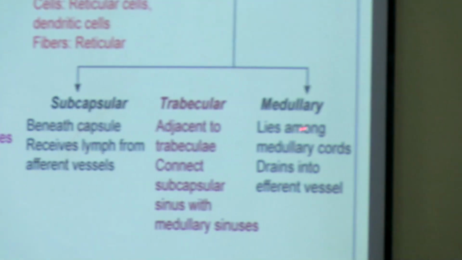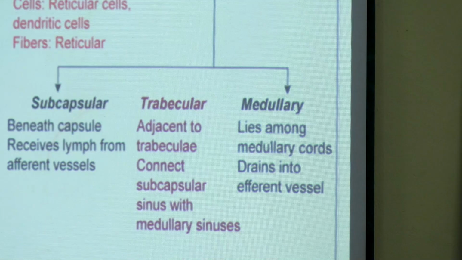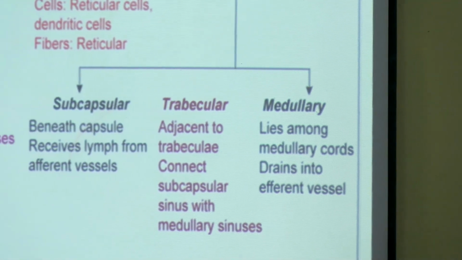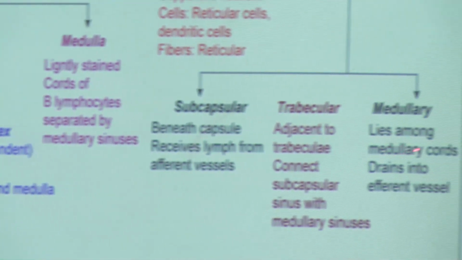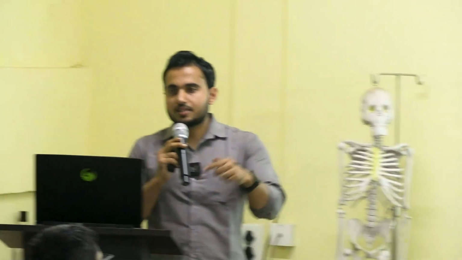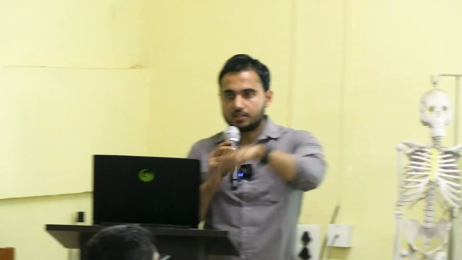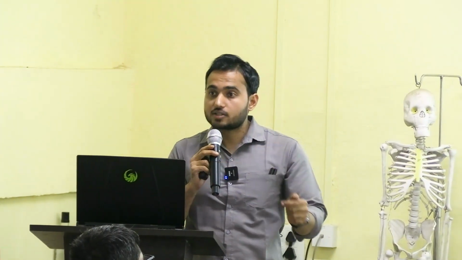And in the medulla, the sinus which is present is called the medullary sinuses. Like this, three different types of sinuses are there. Now please keep that in mind. These sinuses are very important. Why are these sinuses important? Once the lymph enters the lymph node, it has to flow through those sinuses, and ultimately when it reaches the medullary sinus, it is drained by the efferent vessels. Please keep that in mind.